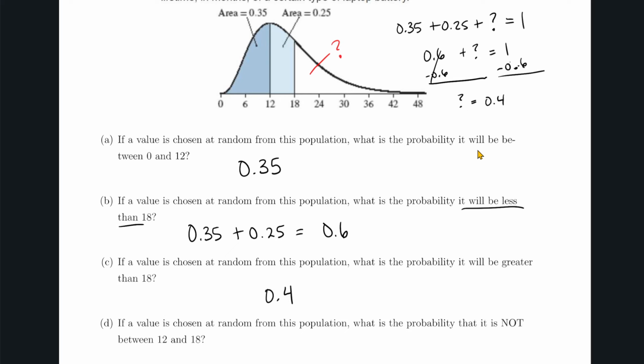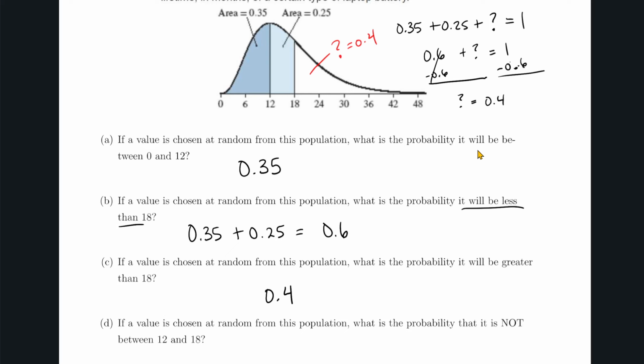Now the last one for this is, if a value is chosen at random from this population, what's the probability that it's not between 12 and 18? So we want to exclude the region 12 to 18, everything else is fine. I would encourage you to now pause the video and attempt this question D on your own, and then unpause to check your work.